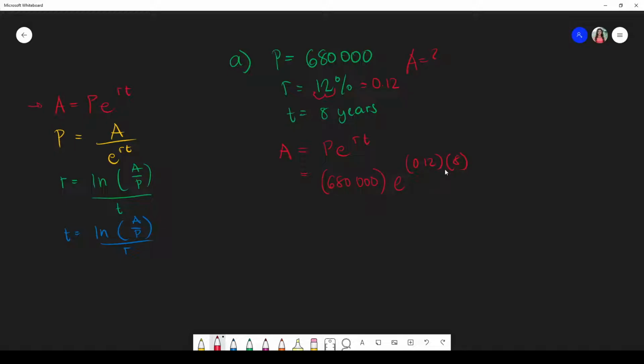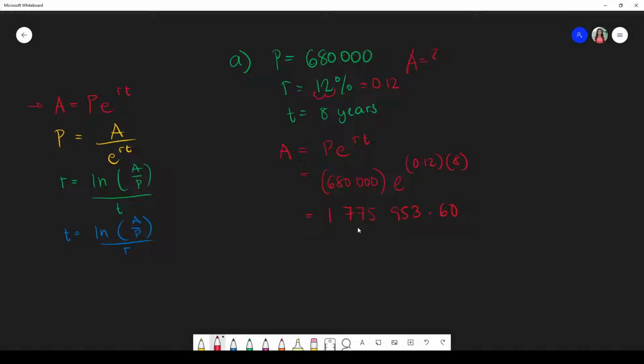Now, plug in this equation in our scientific calculator, and this would give us a value for our population after the growth of 1,775,953.60. Okay, very easy. It's just a matter of us substituting the variables.